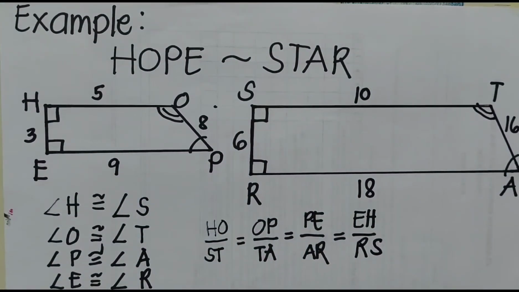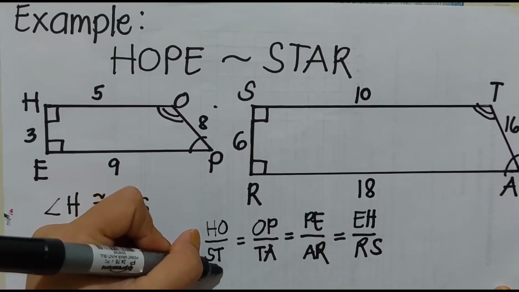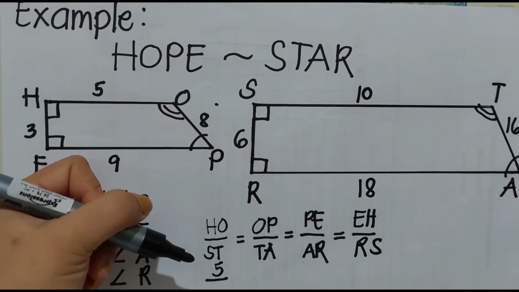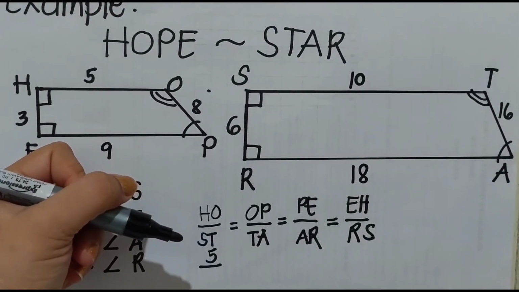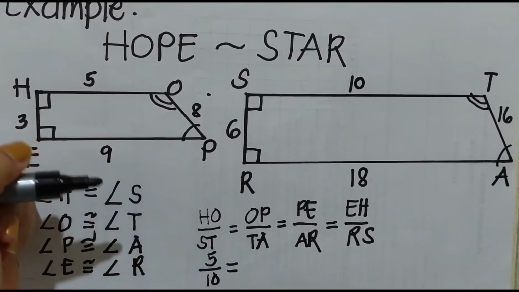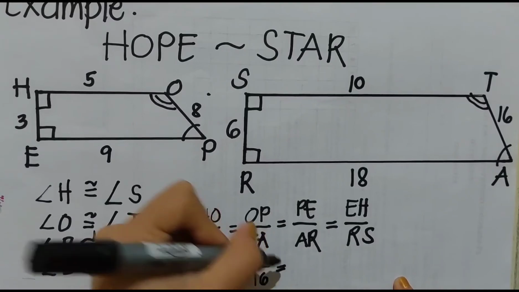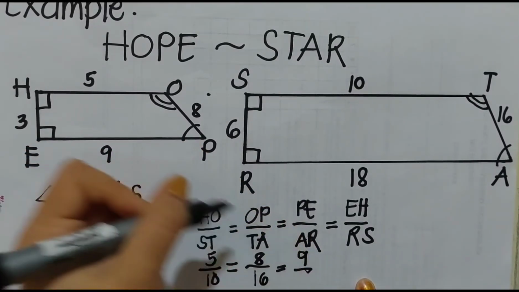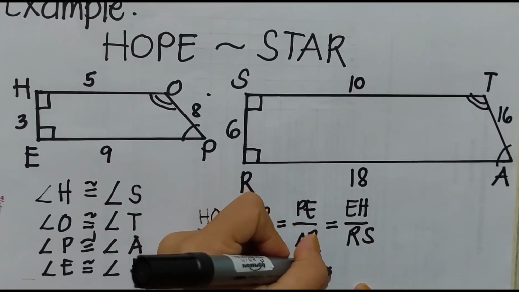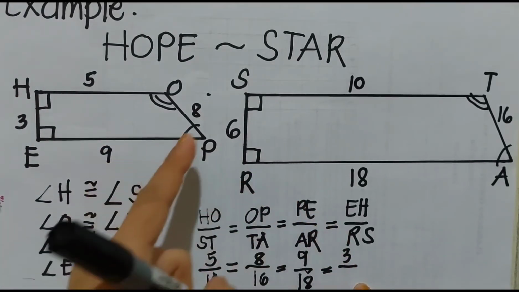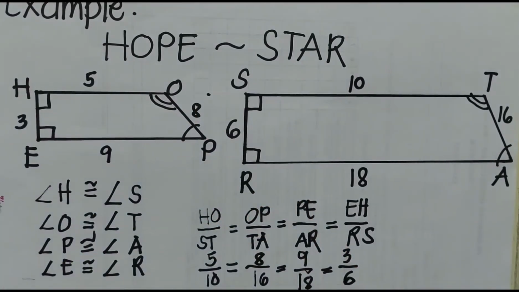Now, shall we substitute the value for each side so that we will know that these sides are really proportional to each other? So, what is the measure of HO? You have there, HO is 5 over your ST, which is, what is the measure of ST? You have there 10. Then you have OP, which is 8, and TA is 16. Then PE is 9 over AR, which is 18. And EH is 3 and RS is 6.